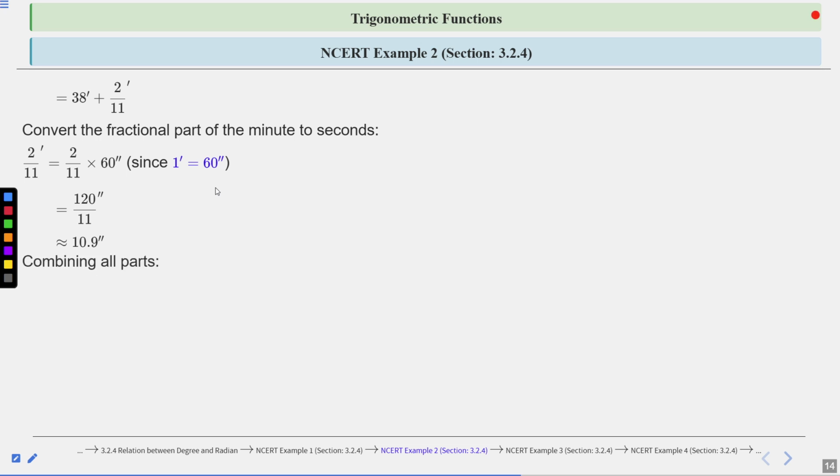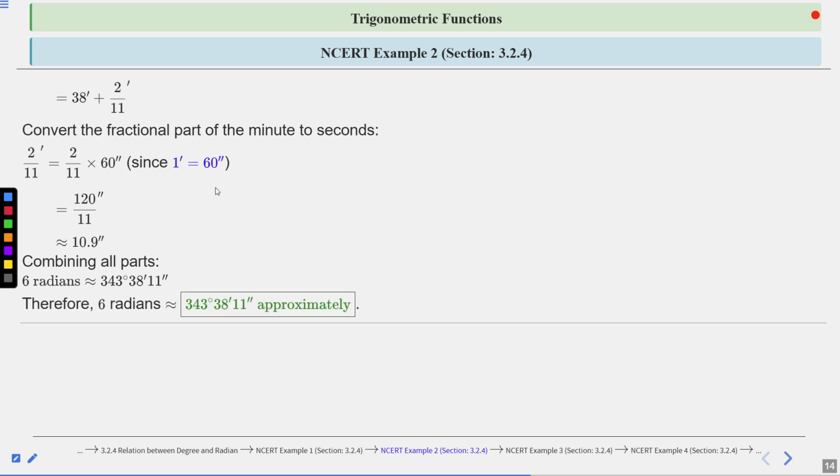Now combining all the parts, you are going to have your 6 radians approximately 343 degree, 38 minutes and 11 seconds. We have used this 10.9 rounded off to the nearest integer, which is 11.